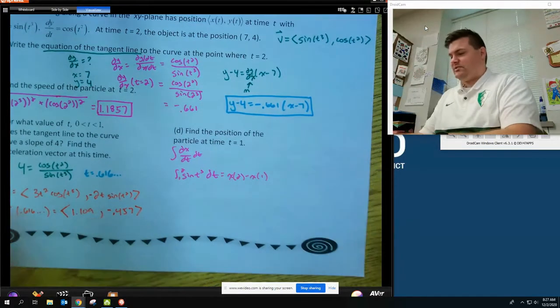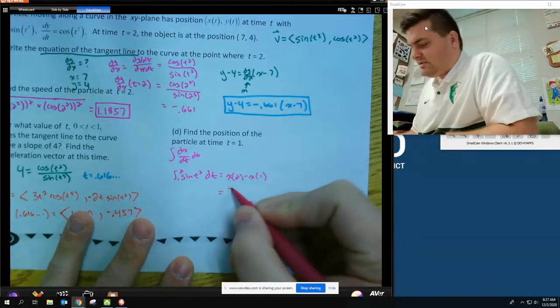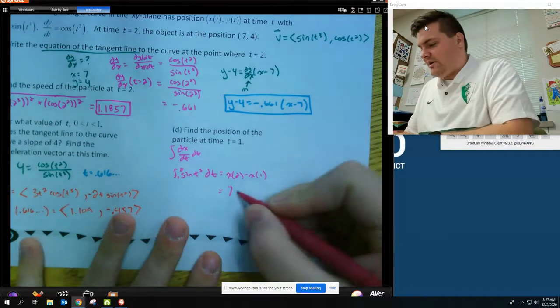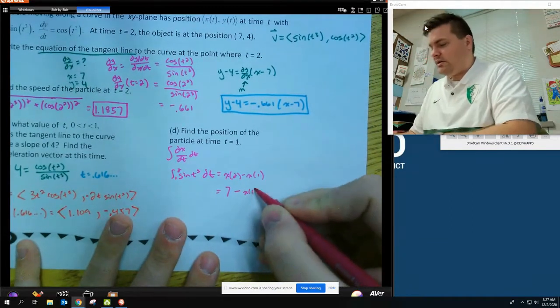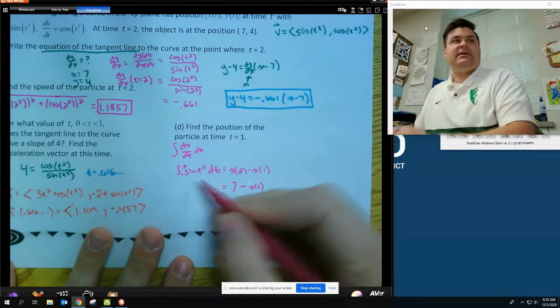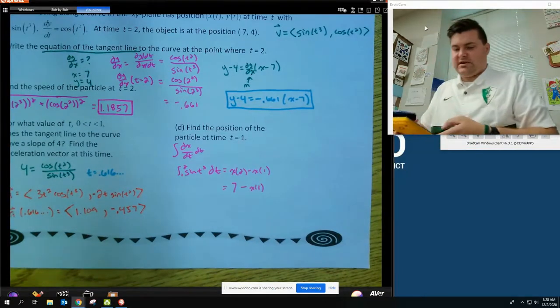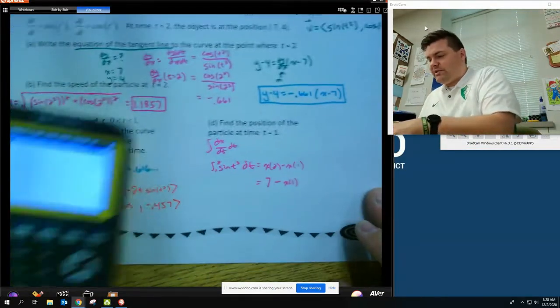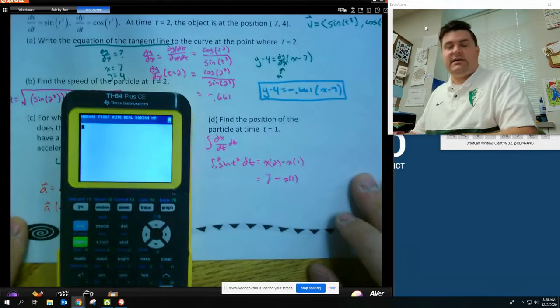And I have x of 2. X of 2 is 7. So that is just 7 right there minus, I do not know, x of 1. So I can go to my handy dandy calculator and type this one in. This one, I would say, is a trickier one because you need to remember to use the FTC here.